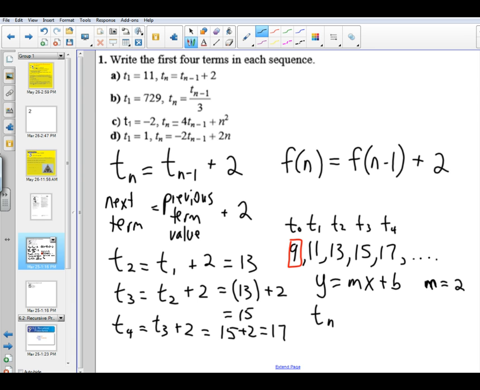Okay, I'm back now. I just added a little bit of detail to this sequence. Recognizing, of course, that the rate of change is 2, so I'm just identifying that the slope is 2. I know that right off the bat. The b term would be the y-intercept.